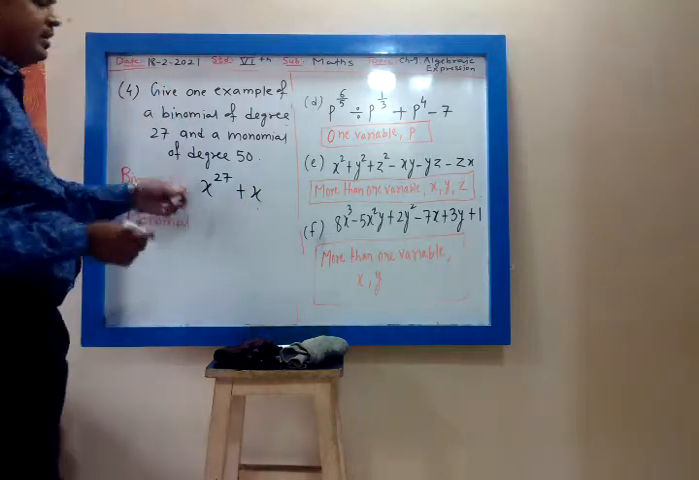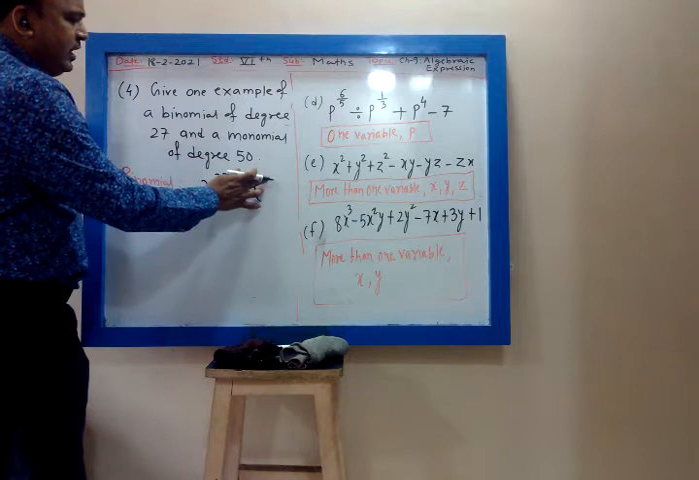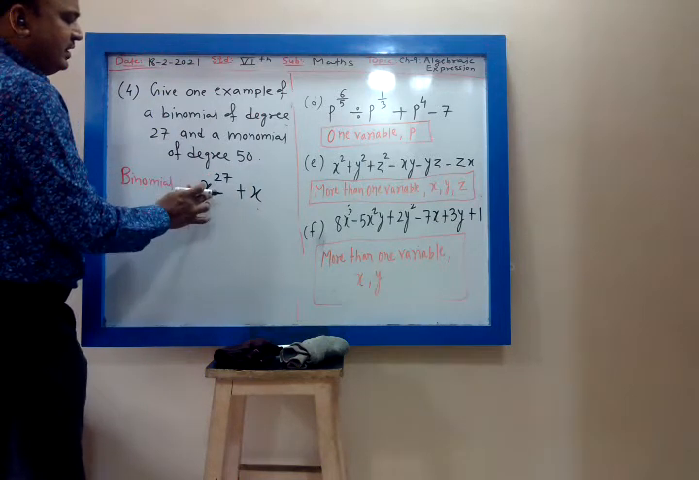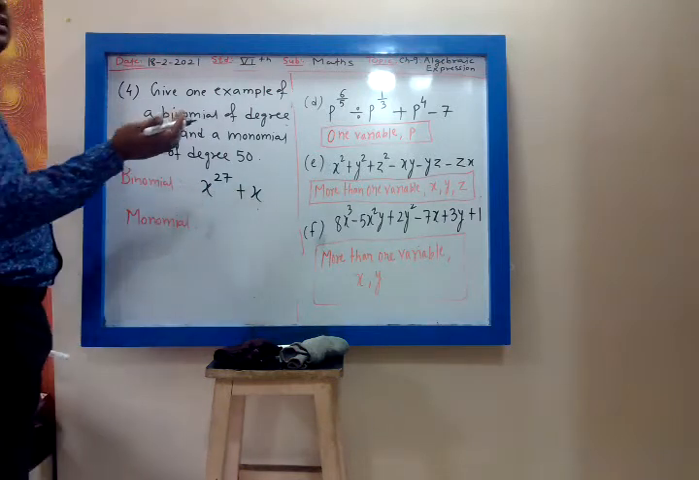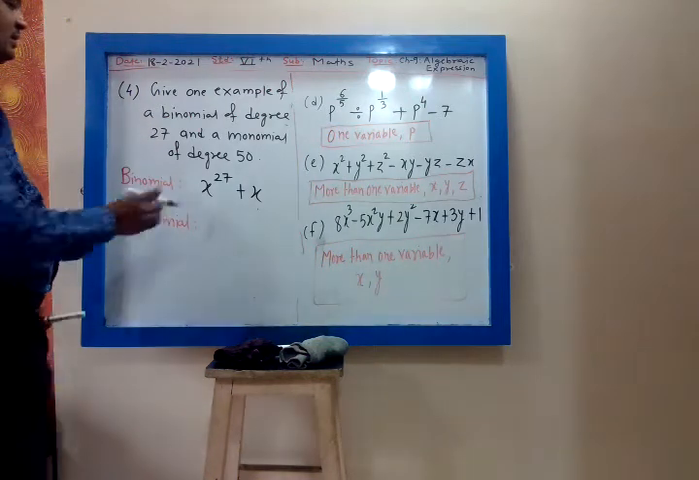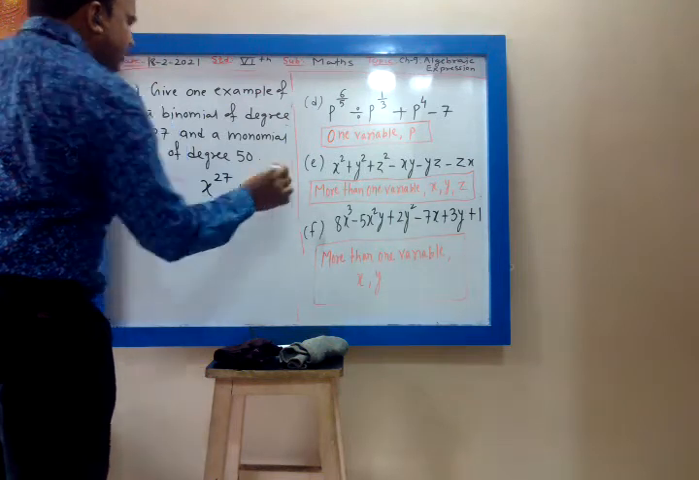What is the degree? 27. What is the degree of this? 1. So which is the highest power? 27. So degree is 27, correct? Then how many terms are there? 2 terms. So it is a binomial. You can write x also. There is no need to use 2 variables. You can write anything, it is up to you.